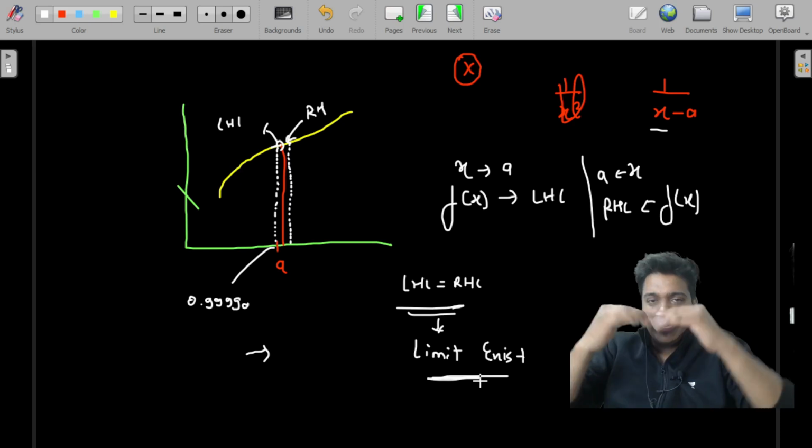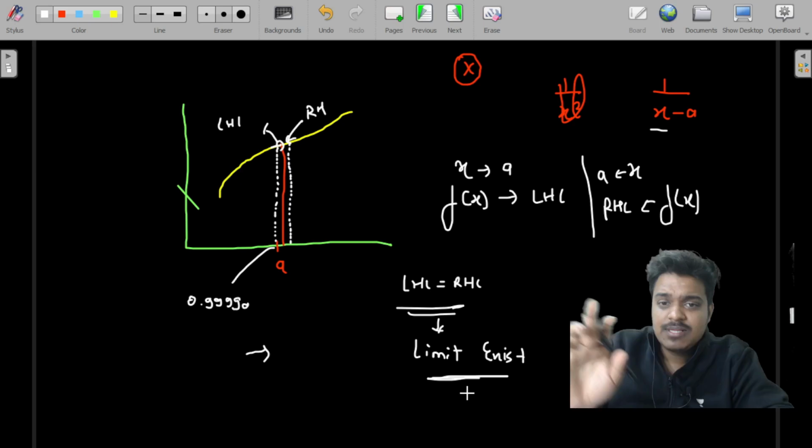Now one is approaching from the left hand side like this. From the right hand side, it is approaching like this. It means the limit does not exist because the left hand limit is lower and the right hand limit is upper. And obviously you can see that there is a gap. So that is why the first step is direct substitution. The second step is LHL and RHL.